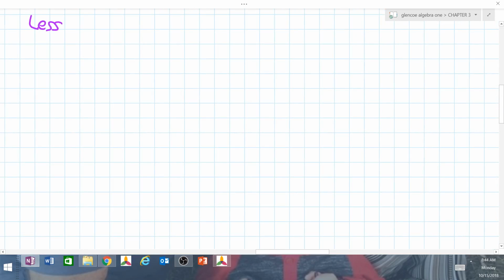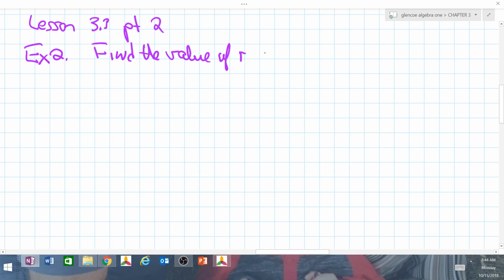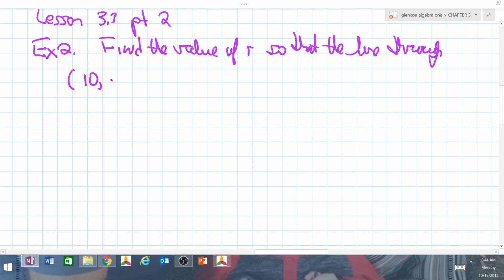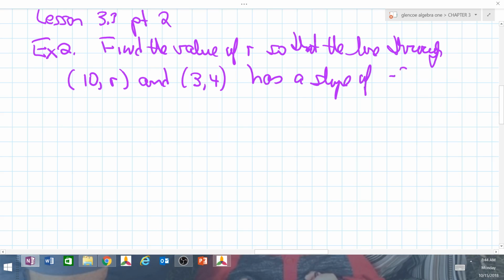So this is still lesson 3.3, part 2. Example number 2. Find the value of r so that the line through (10, r) and (3, 4) has a slope of negative 2 over 7. Okay, so here are our steps.